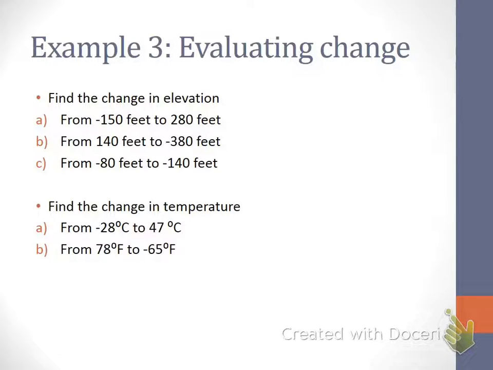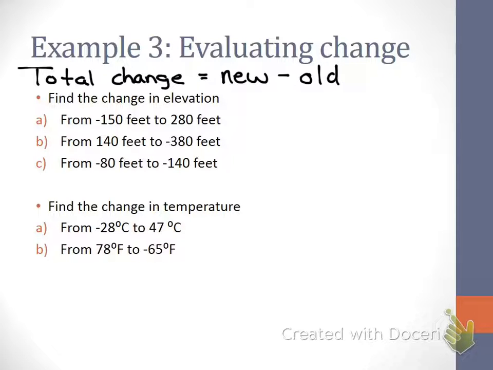Finding change, evaluating change. You have a formula here, okay? I need you to write down this formula. I'm going to call it total change equals the new amount, or the new value, minus the old value. Okay? New minus old. That's probably the simplest way that I can explain it.